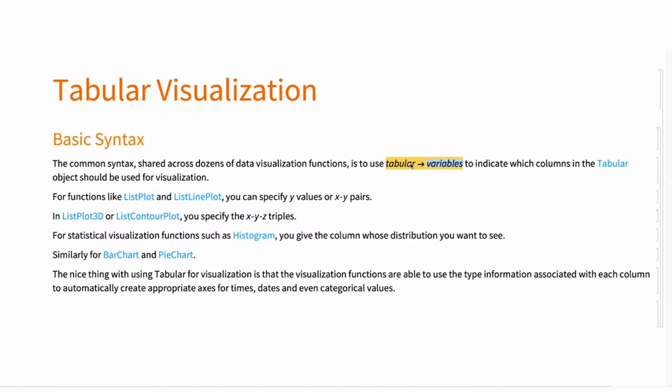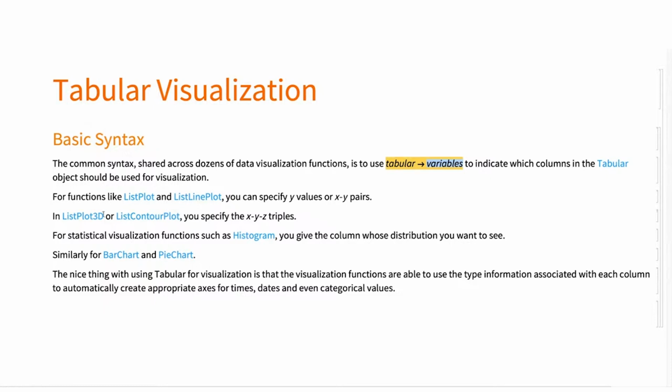If you are familiar with the visualization functions, this should be hopefully very intuitive. So for something like list plot or list line plot, you can either specify a single column, in which case it's taken as the y values, or you can specify a list of 2 columns, in which case you're specifying the x and y coordinates for the plot.